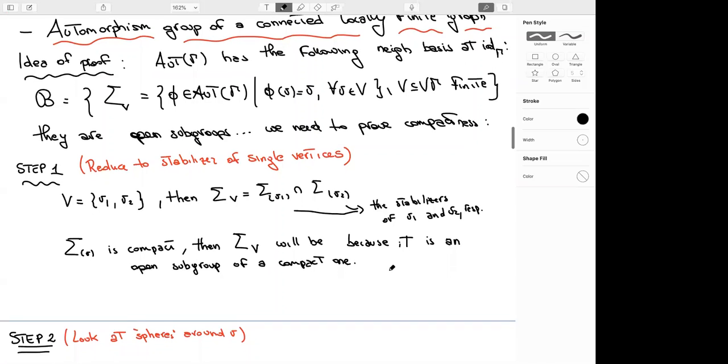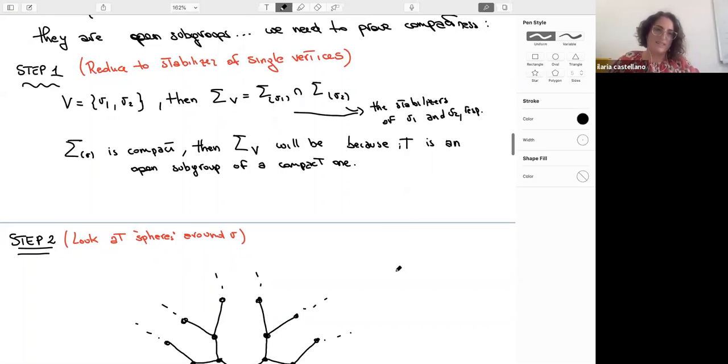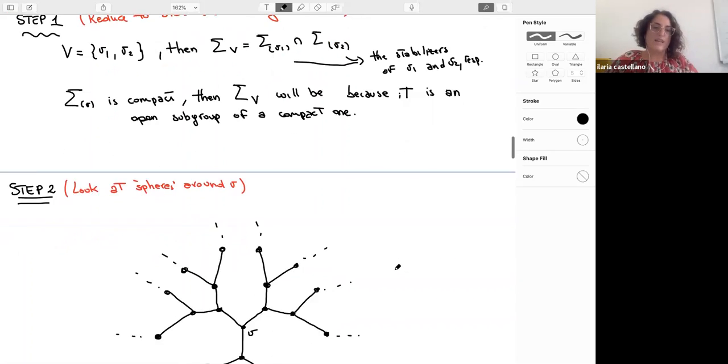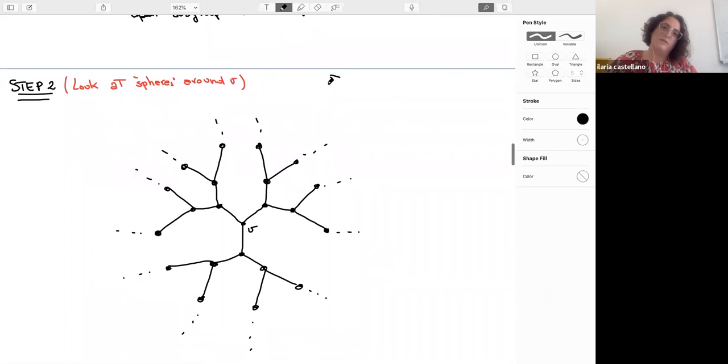Okay, thanks. So now we have just to worry about the stabilizer of a single vertex. So let's have a look at this one. Now we are considering this group here, which is the stabilizer of the single vertex V. I draw here a very nice locally finite graph. This is very regular, but just because things work easily, if I have to draw spheres around V.